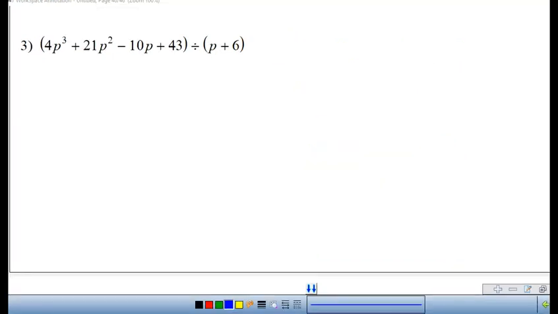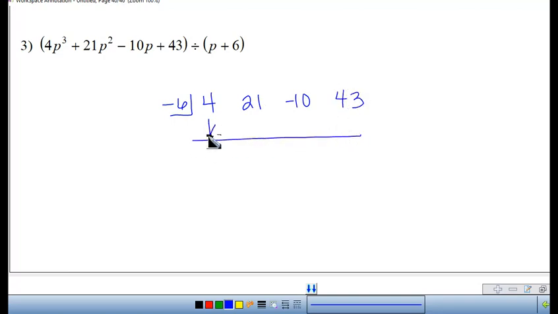Let's do one additional example just to make sure that you've got the hang of this. Solve your divisor, and that gives us -6. Write down your coefficients, make sure they're all there. Drop your first term below the line, and then start the process of synthetic division.